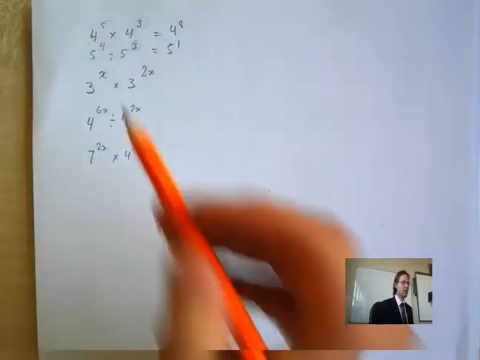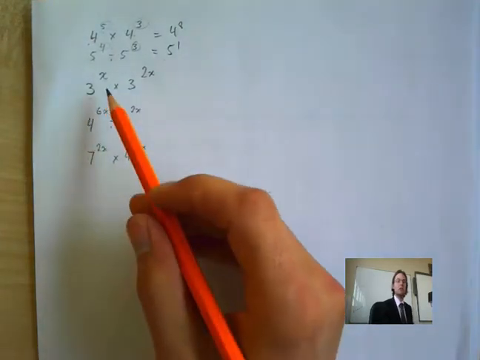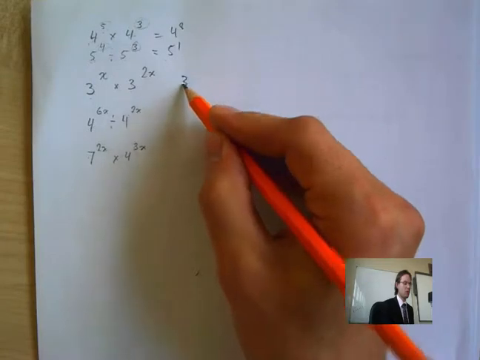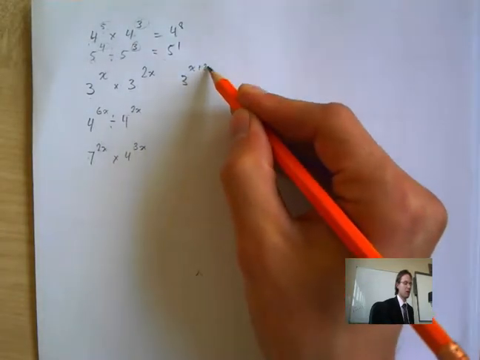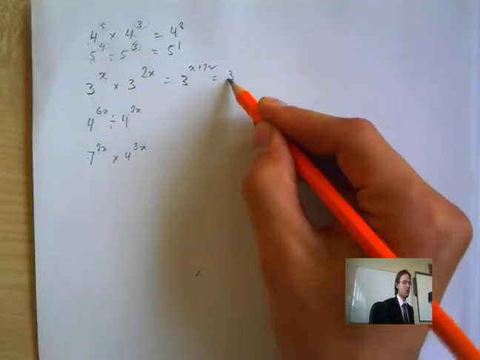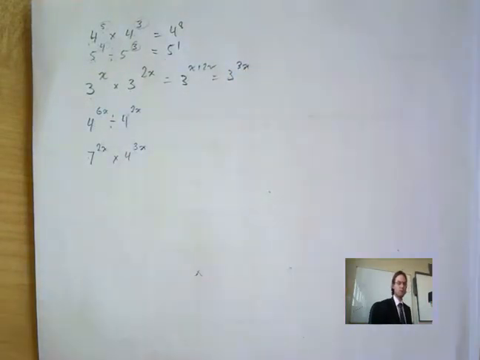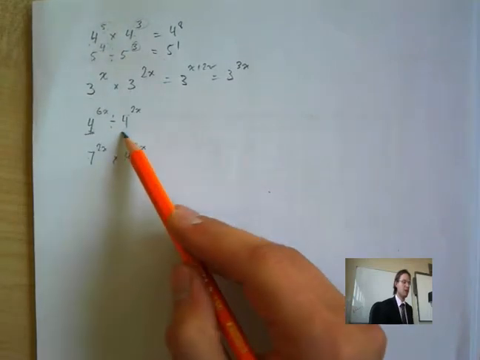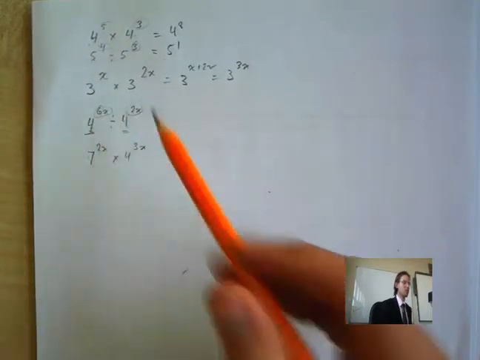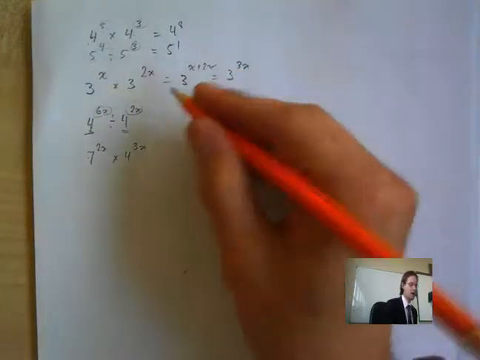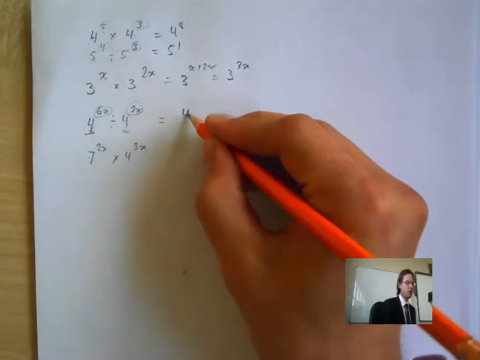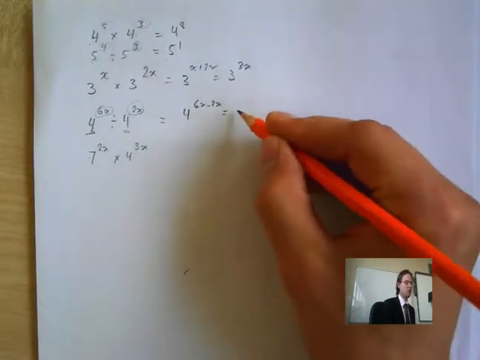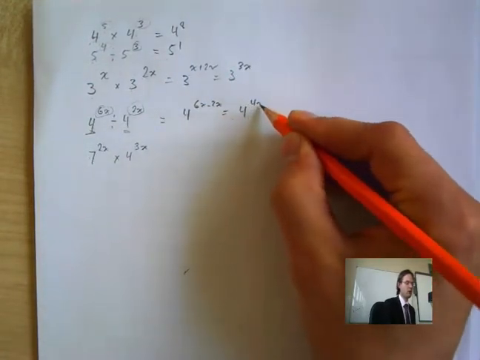Here we add. Here again, we have the same base, and we're multiplying. So therefore, I have to add these together. So I'm going to get 3x plus 2x, which is equal to 3 to the 3x, right? Now we're going back to this one here. We're dividing. Same bases, key thing there. And my exponents, what do we do? If we're dividing, we subtract. So that's equal to 6x minus 2x, which gives me a total of 4 to the 4x.